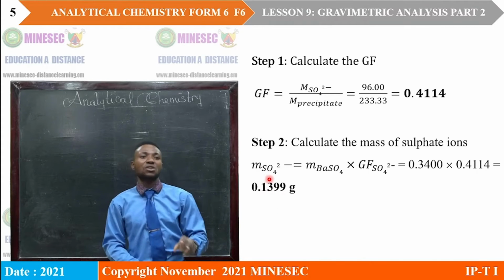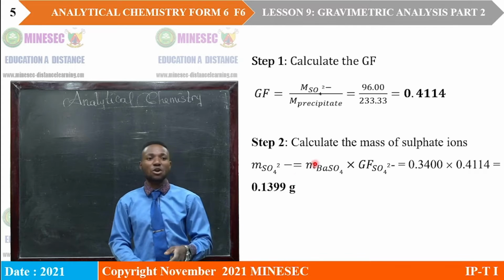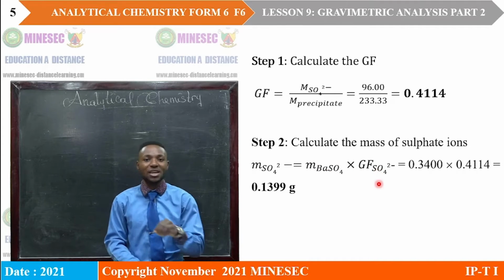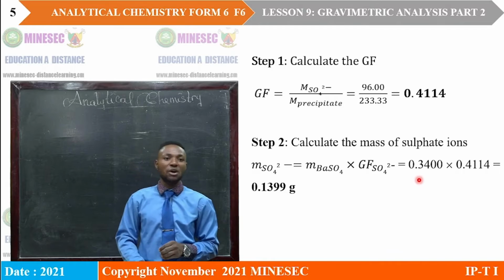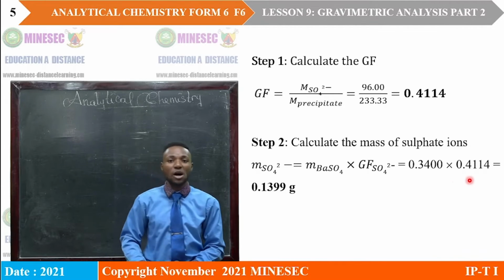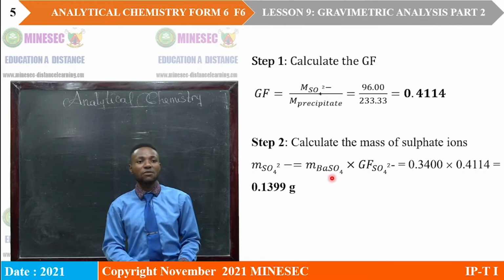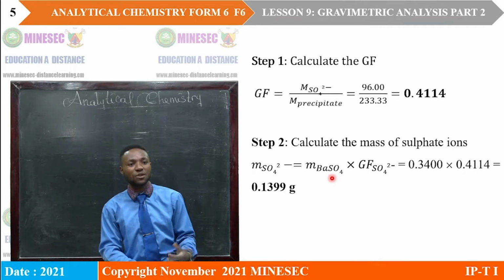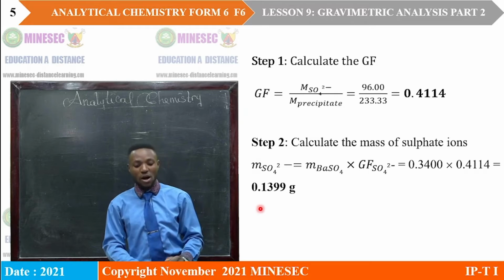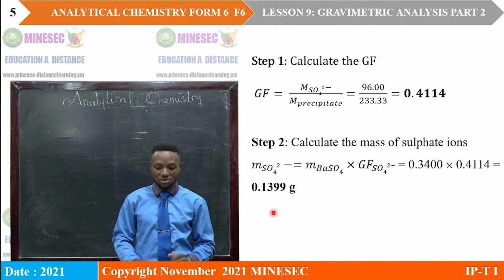Step number two, after calculating the gravimetric factor, you now apply the relation of direct gravimetric titration, which is the mass of the unknown is equal to the mass of the precipitate times the gravimetric factor of the unknown in the precipitate. And that will give you 0.34 times 0.4114. You obtain the mass of sulfate ion in the sample to be 0.1399 gram.